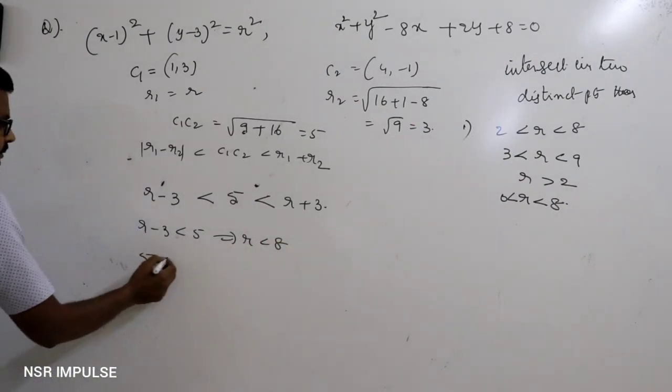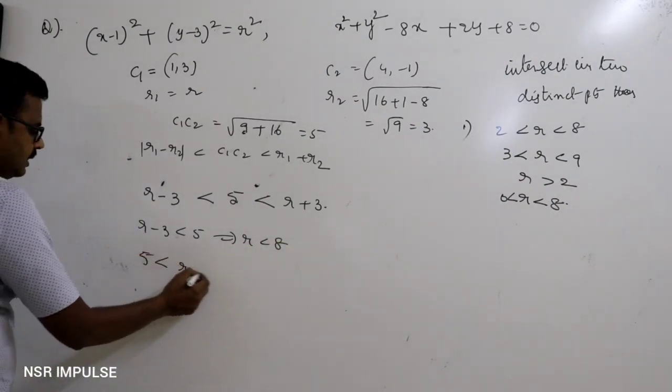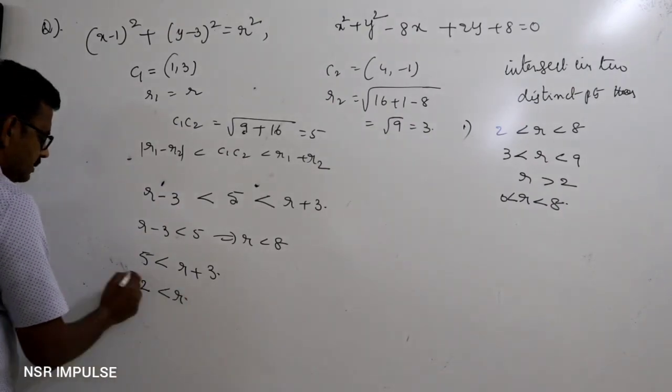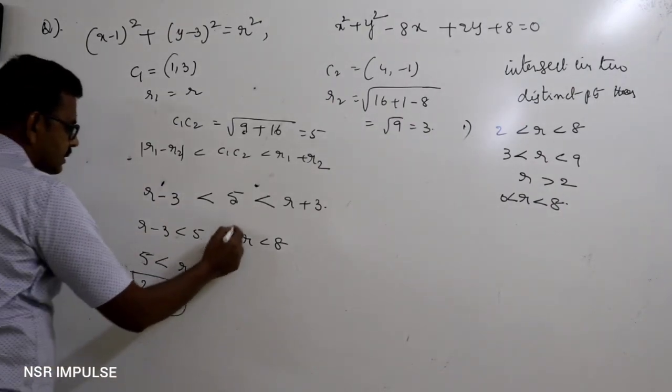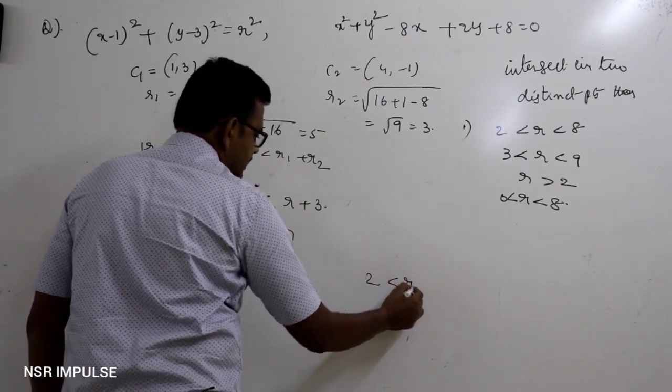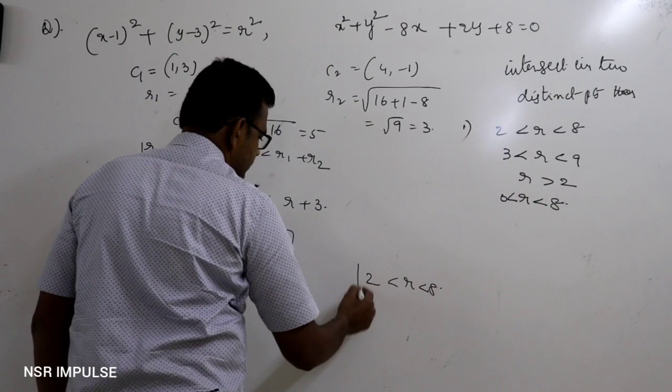Next one, 5 is less than r plus 3. Therefore this is 2 less than r. So 2 is less than r and r is less than 8. So these two imply 2 is less than r is less than 8.